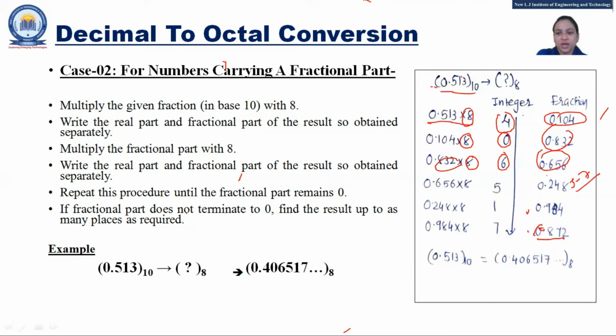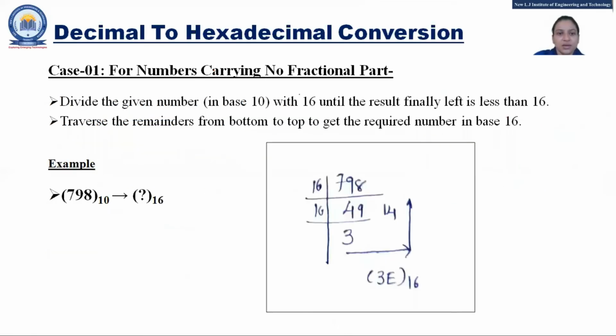So here now we have to write the result from top to bottom. So here we get 0.40657. We have considered 6 digits. As I talked earlier, if you are not getting fraction value as 0, you can stop at 5 to 7 digits. So this is how we can convert our decimal number into the octal number.